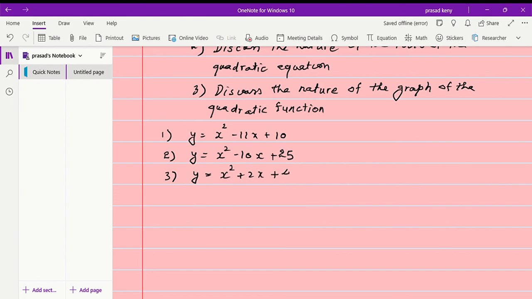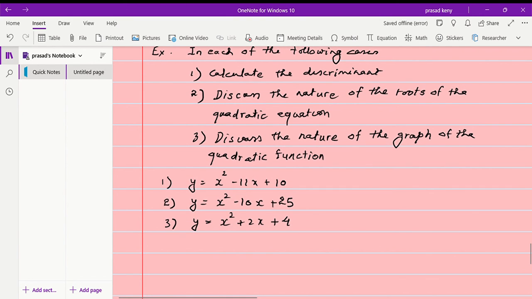So obviously these are the quadratic functions. So when you find the discriminant, consider the corresponding quadratic equation by equating the function to 0, and then from the discriminant, first discuss the nature of the roots, whether they are real, distinct, or non-real, or a single root. And according to that, discuss the nature of the graph of this quadratic function. So just try it for the homework.